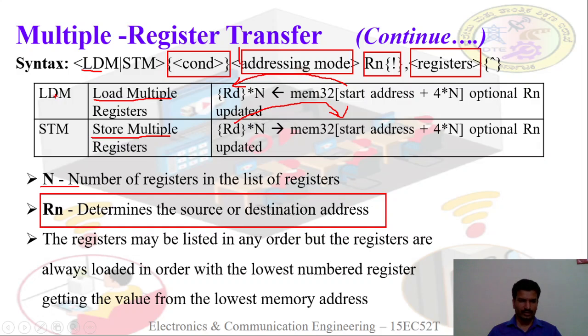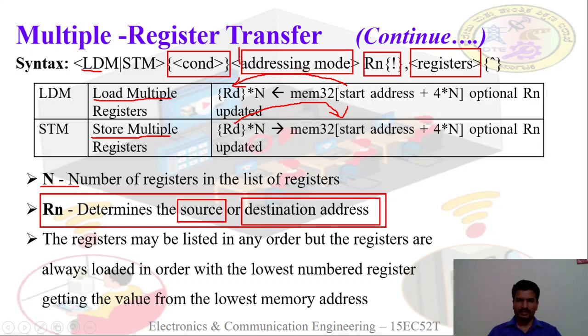During the load operation, data is transferred from memory to register. So now the memory is the source and registers are the destination. Here Rn holds the source address. During the STM store multiple operation, the direction is from register to memory. So now the memory is the destination, and Rn is used to hold the destination address.